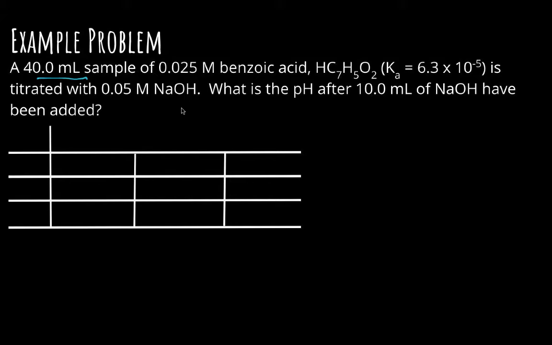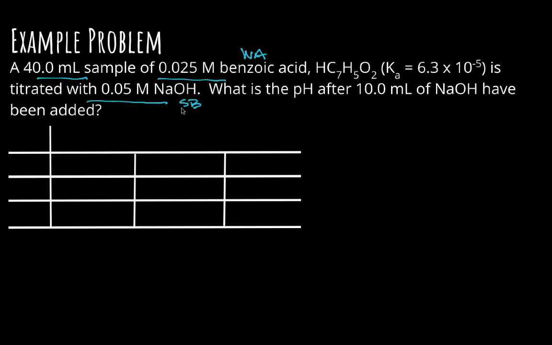I have 40 milliliters of 0.025 molar benzoic acid, and it gives me a Ka. It's titrated with 0.05 molar sodium hydroxide. So before I start this, I want to make sure I've identified what kind of reaction this is. So benzoic acid is a weak acid, sodium hydroxide is a strong base. So that's what's going to help me realize that this is going to be a different type of BCA table than the one I'd use for strong and strong.